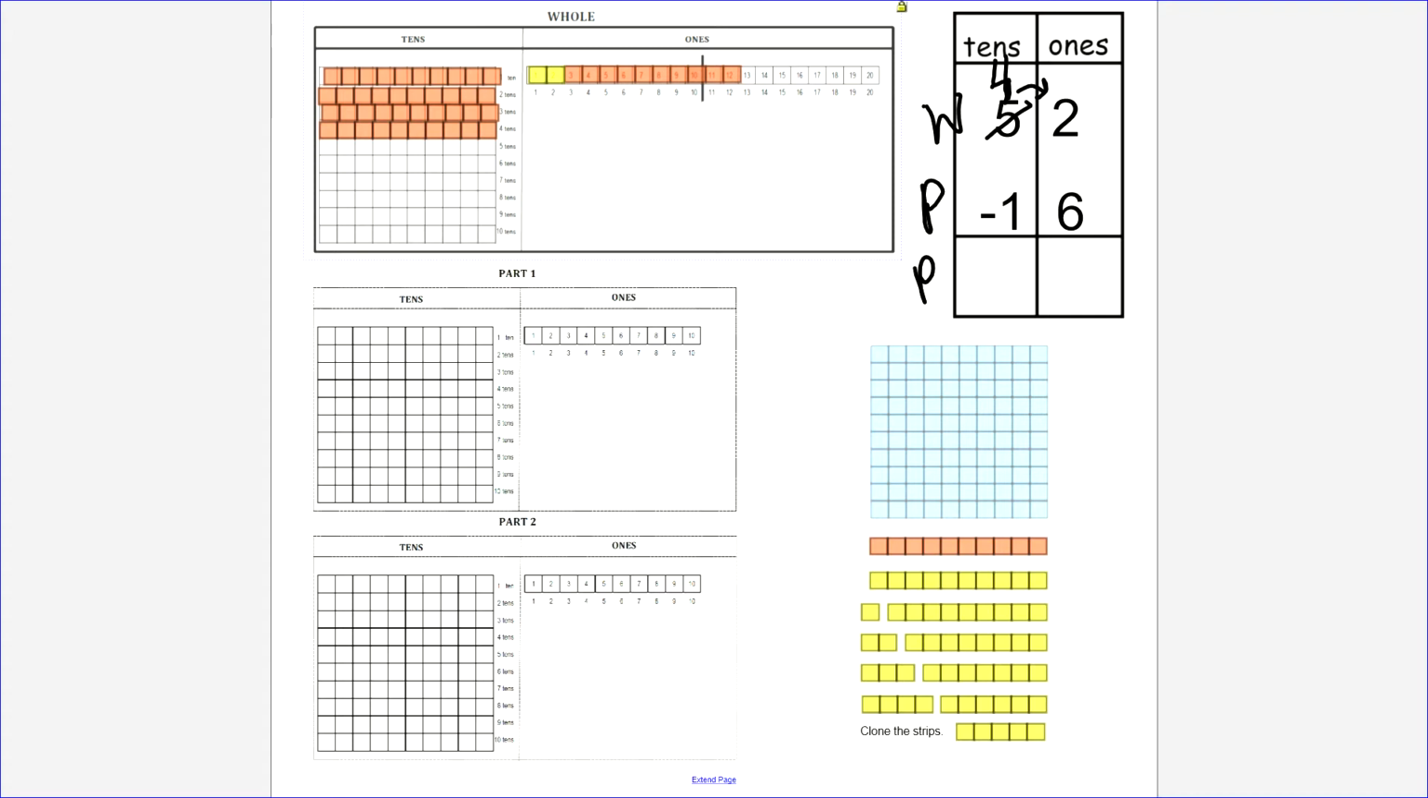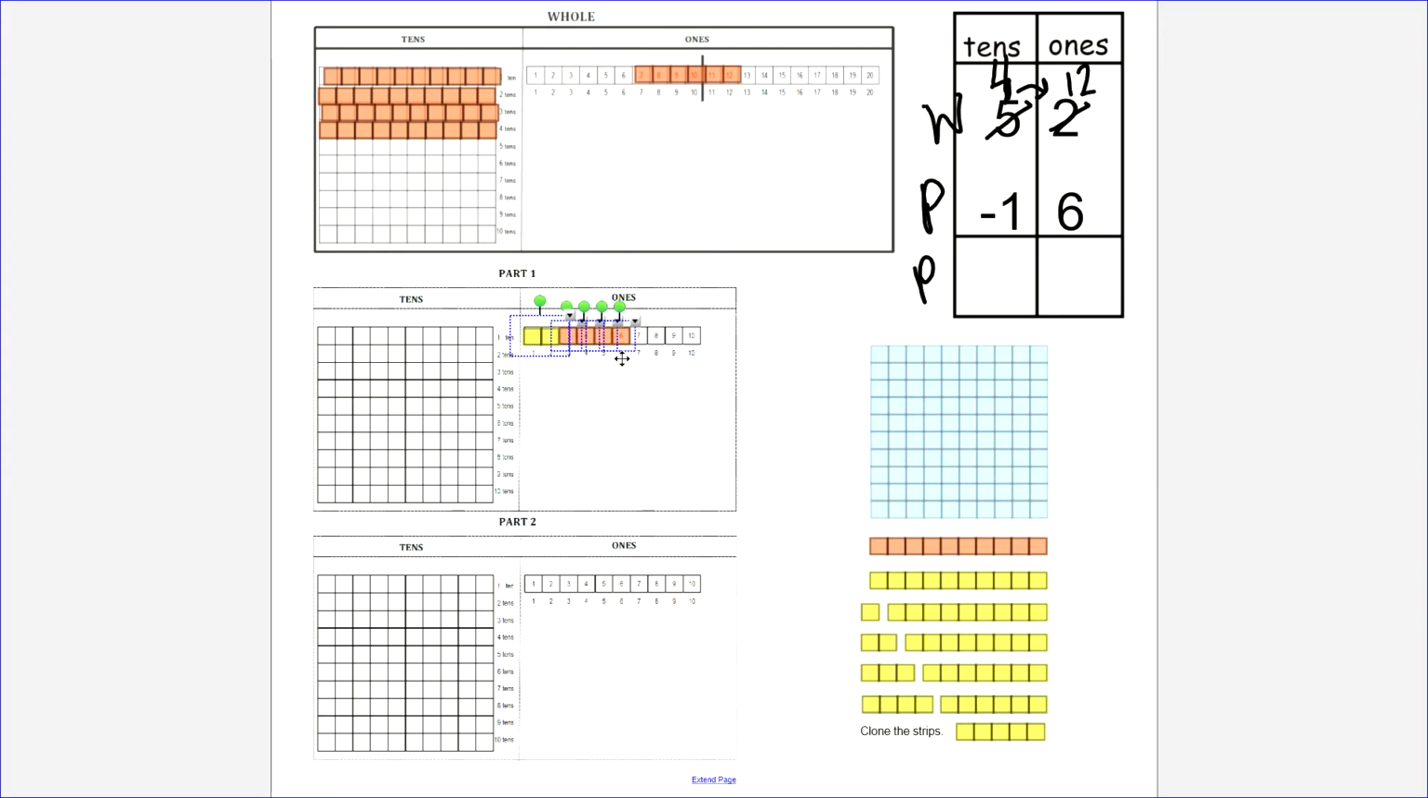I used to have 2 ones, but then I added 10 more ones from that ten we regrouped. 2 and 10 is 12, so I now have 12 ones. Oh good, 12 is more than 6, so now I can subtract in the ones place. Go ahead and use your combined distance from 10 strategy to figure out what 12 minus 6 equals. That will tell us the answer in our ones place.